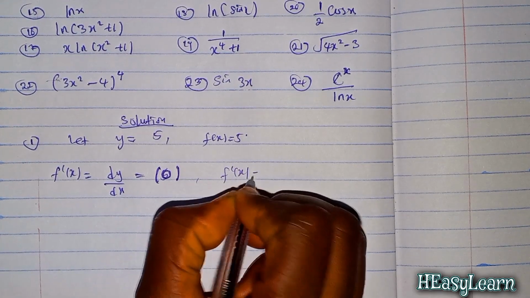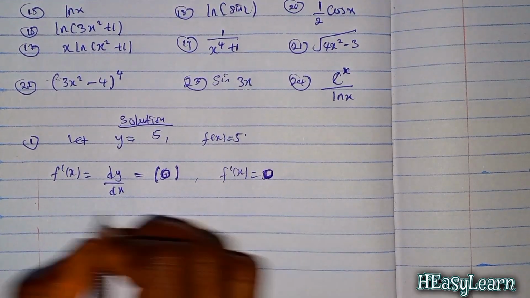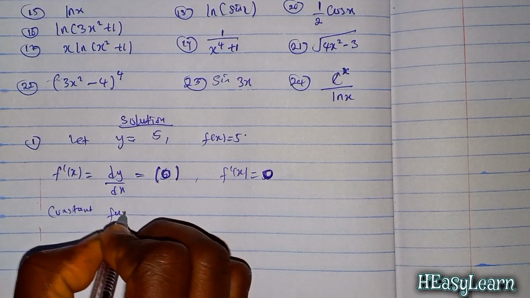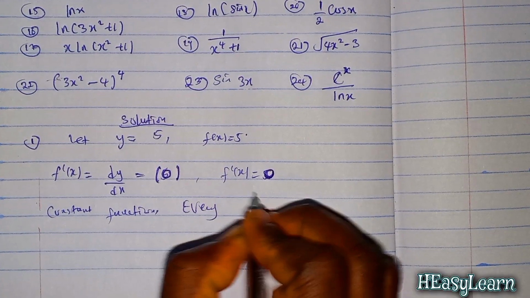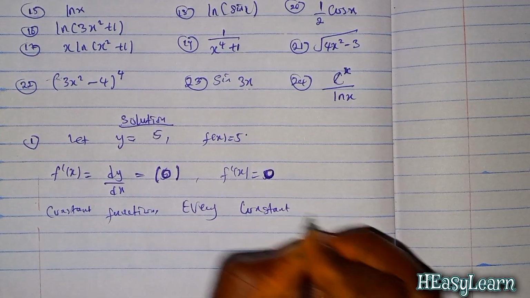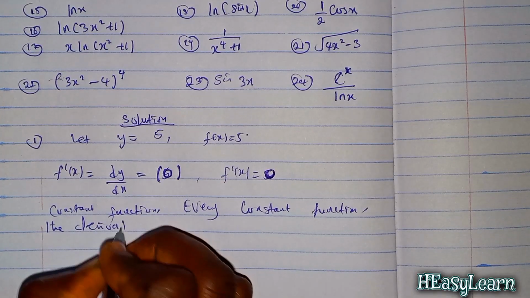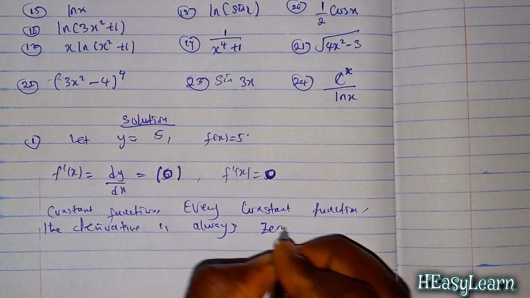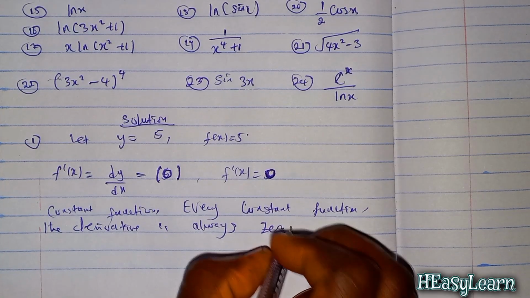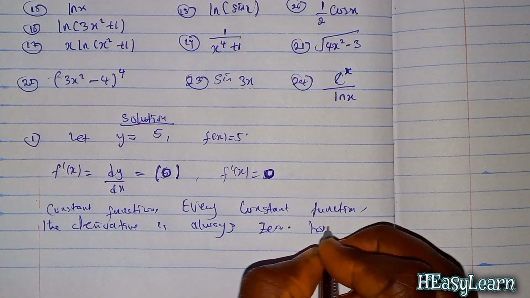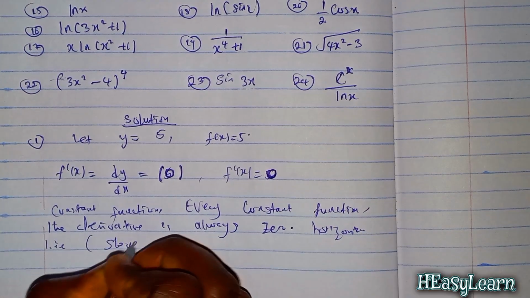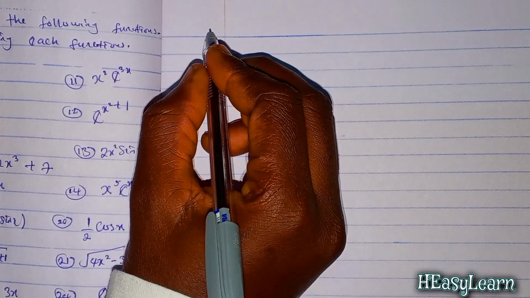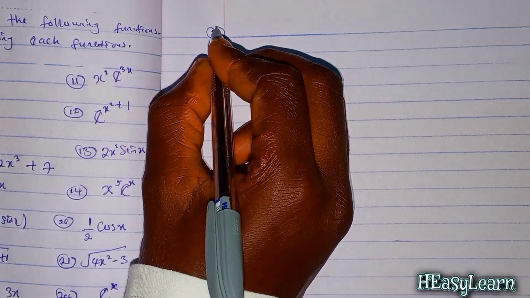The derivative of the function is equal to 0. Why? Because it is a constant function. Every constant function has derivative 0, because the graph of every constant function is horizontal. The slope is always equal to 0. Number 2 is also a constant function. The derivative is going to be 0.